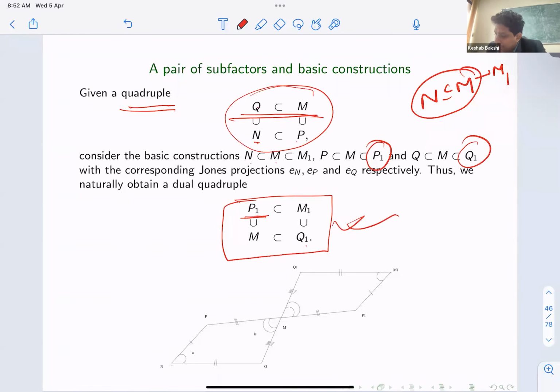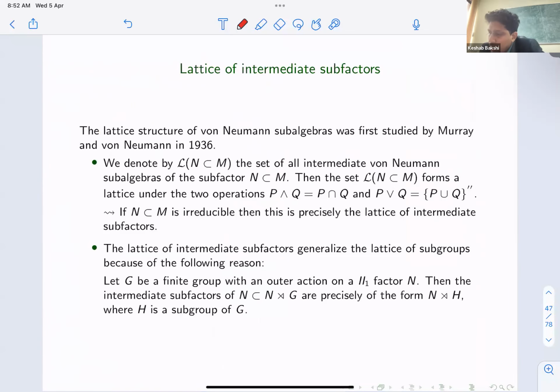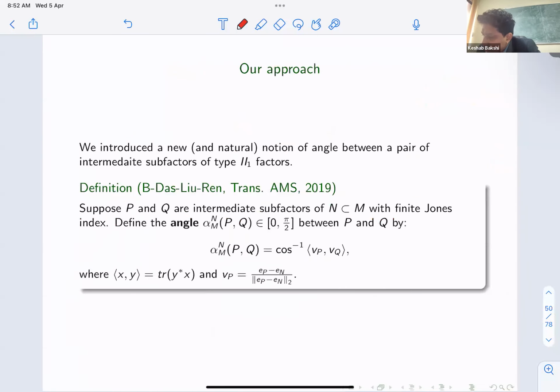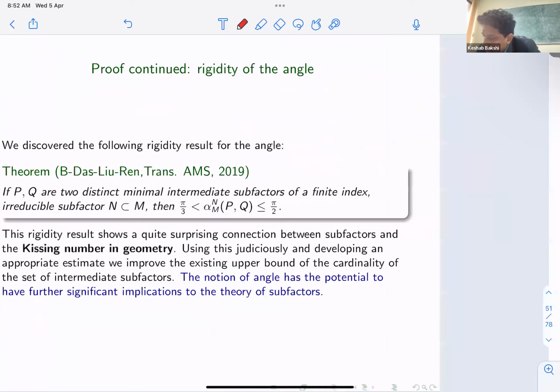So this has a nice picture here. We have already these two subfactors P and Q. We have done a basic construction and obtained P1. The basic construction of Q we have done and obtained Q1. And the basic construction of N is M1. So from this quadruple, we obtain that quadruple. And that will be important again, as usual. So I don't want to do angle things now. If I have time later, I will see. Let us skip this.